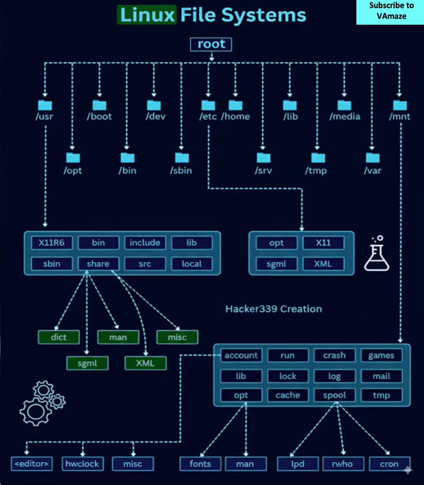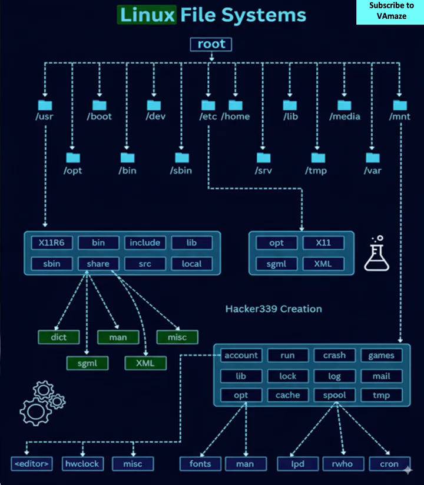Think of it like a family tree, but upside down. The root is at the top, and everything else branches downward from there. No matter where you are in the system, you can always trace your path back to this single starting point. This might seem strange at first, but it's actually incredibly powerful because it means you always know where you are in relation to everything else in the system.